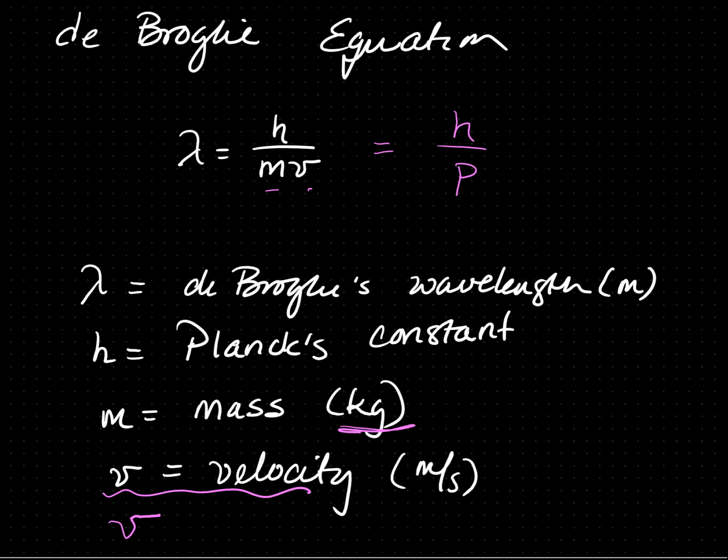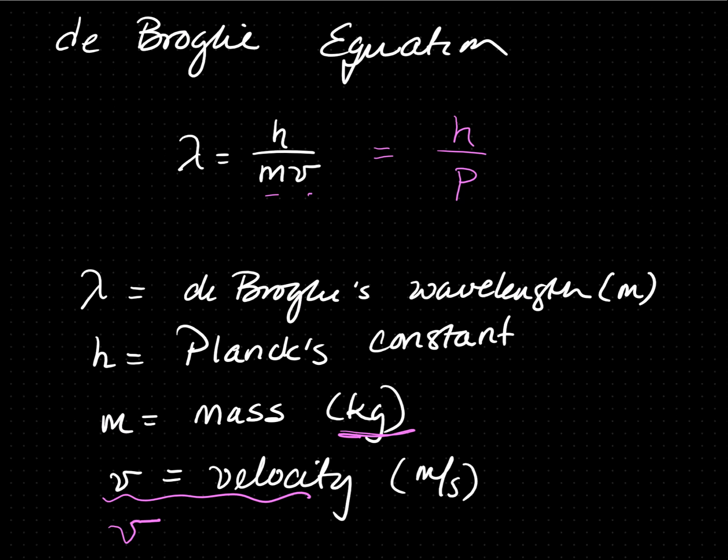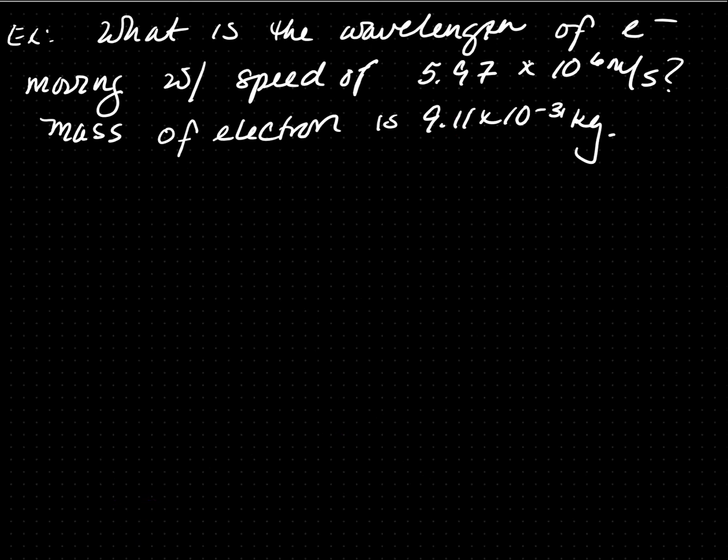If I have a small mass, like an electron, and I divide by a small mass, my wavelength is large. This is why we could see the wave of an electron using an electron microscope. So this tells us that de Broglie's wavelength is inversely proportional to the mass. As one gets larger, the other one must decrease. So let's look at our first example.